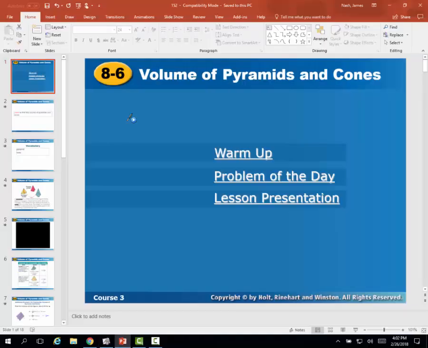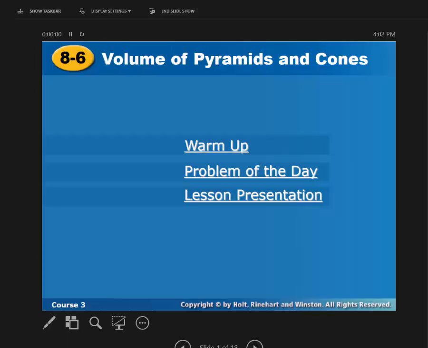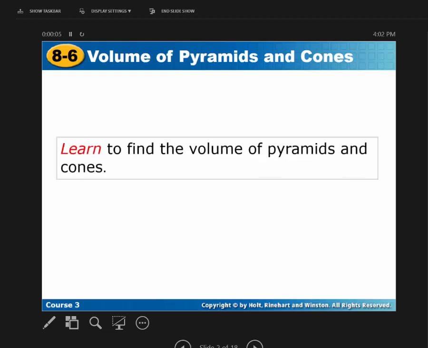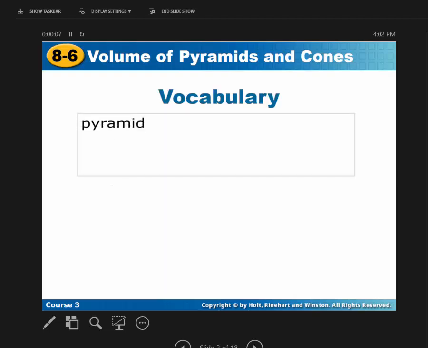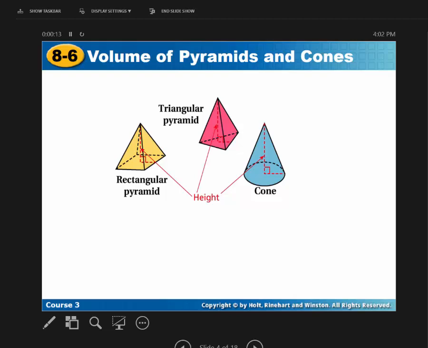So our lesson today is going to be a PowerPoint, so just bear with me as I get this set up. Okay, so here we go. Today we want to learn to find the volume of pyramids and cones. So we've got two vocabulary words that we're going to work with, pyramid and cone. First thing we need to do is make sure that we understand what a pyramid and a cone really are.